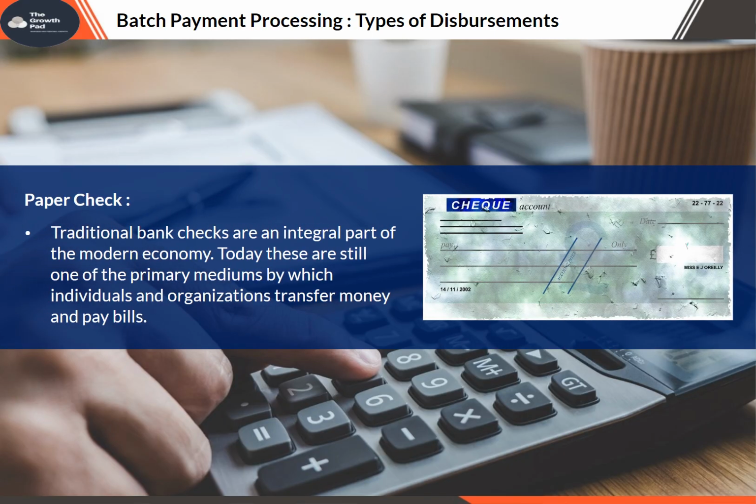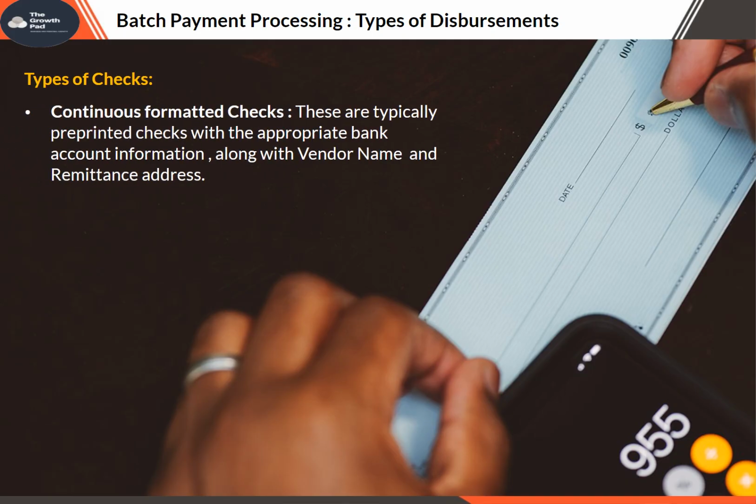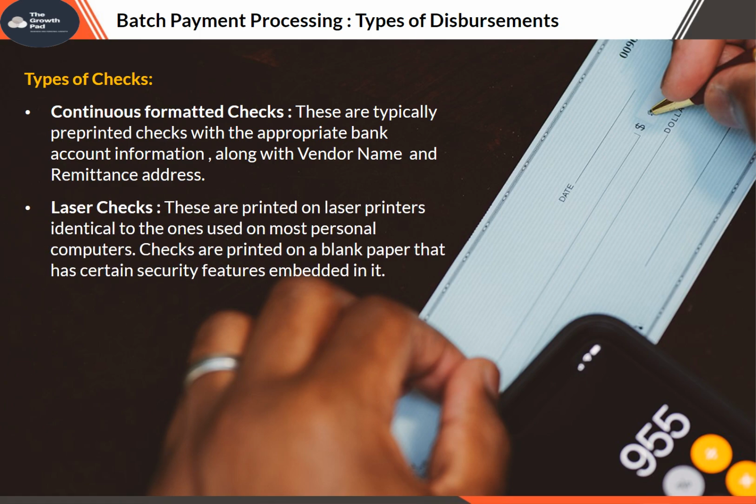Paper check. Traditional bank checks are an integral part of the modern economy. Today these are still one of the primary mediums by which individuals and organizations transfer money and pay bills. Types of checks. Continuous formatted checks. These are typically pre-printed checks with the appropriate bank account information, along with vendor name and remittance address. Laser checks. These are printed on laser printers, identical to the ones used on most personal computers. Checks are printed on blank paper that has certain security features embedded in it.